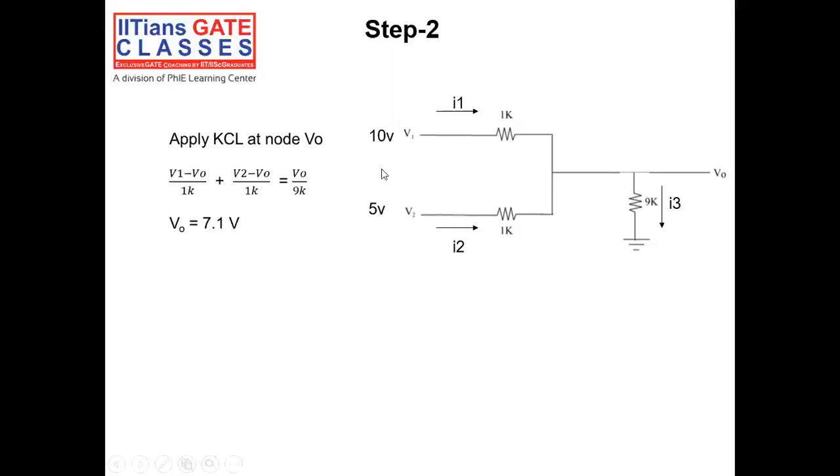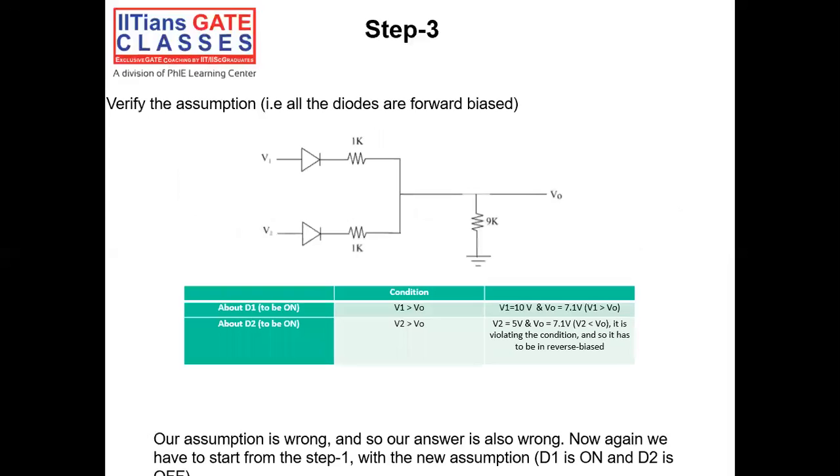In the question, the values of V1 and V2 are given as 10 volt and 5 volt. Having these values, we can calculate the value of V naught, which is equal to 7.1 volt. So that is the answer. Before judging this answer to be true or false, we have to go to step 3 and verify the assumption.